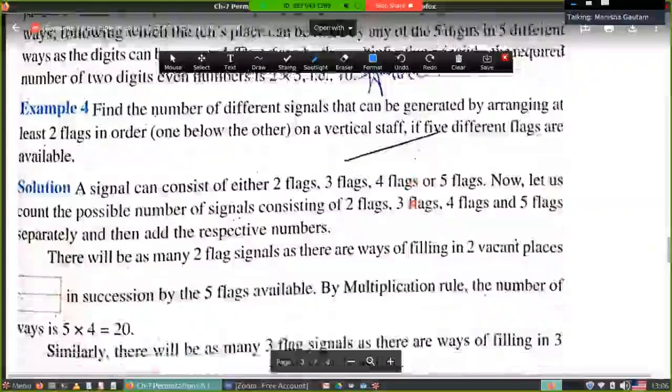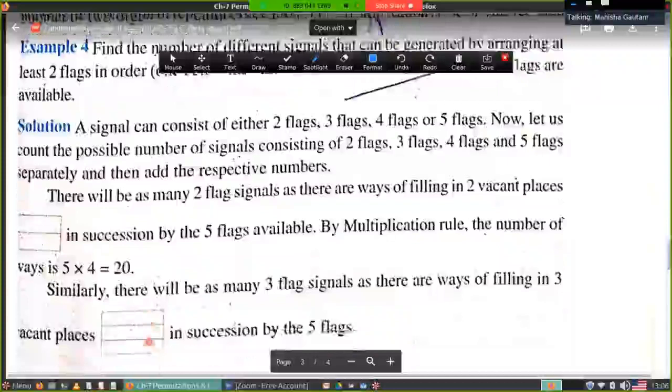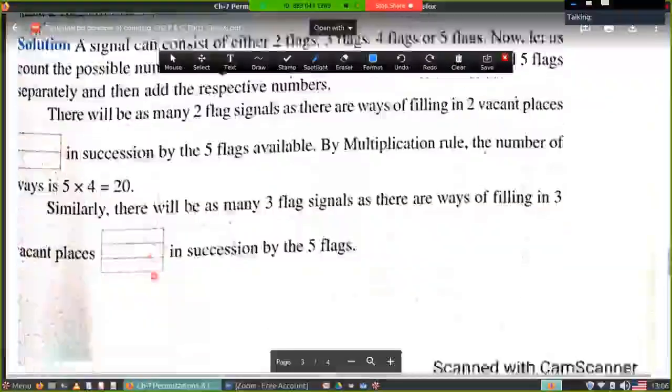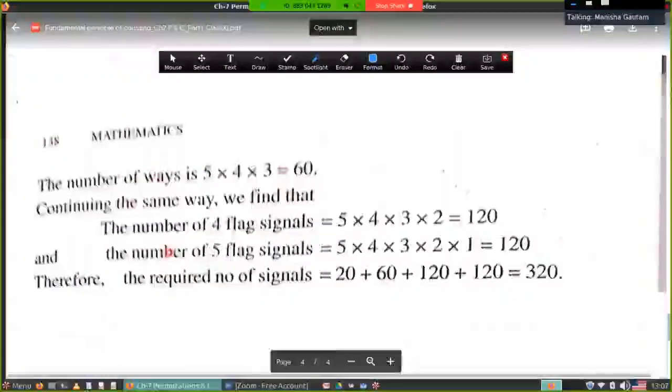Now first, when you are taking 2 flags to make the signal, first there are 5 places to choose from, so 5 into 4, that is 20. When you are making a signal of 3 flags, you get the arrangement 5 into 4 into 3. And continuing this concept, when you are taking 4 flags, then 5 into 4 into 3 into 2. And if you are taking 5 flags, then you take 5, 4, 3, 2, and 1.